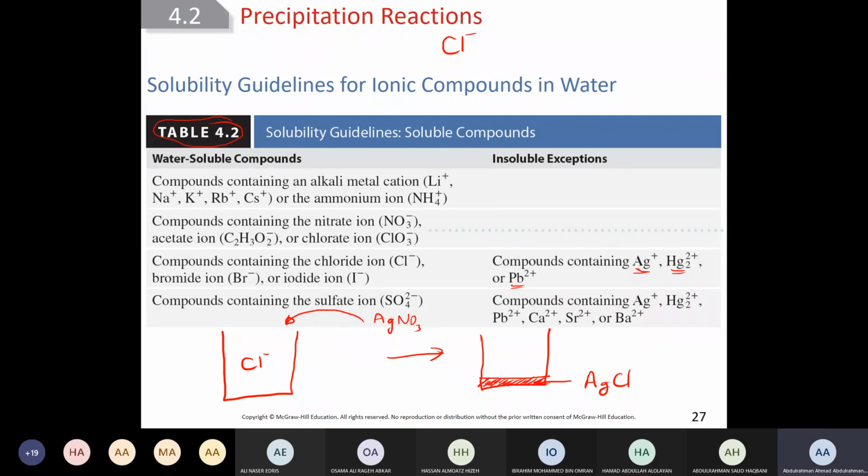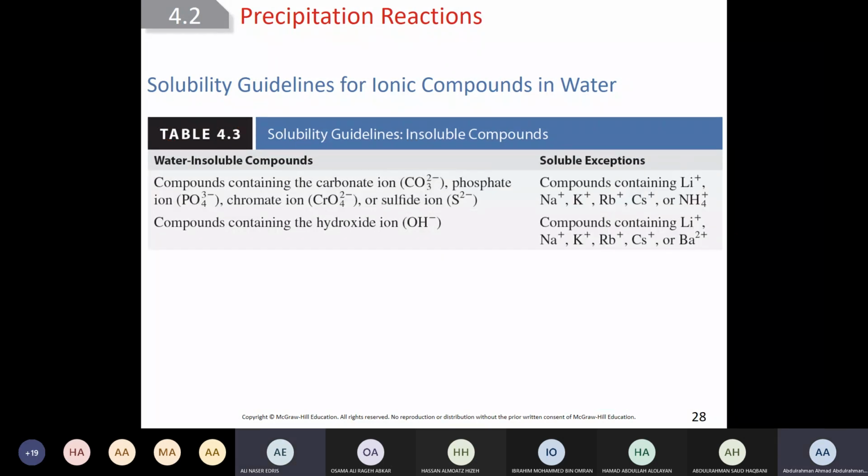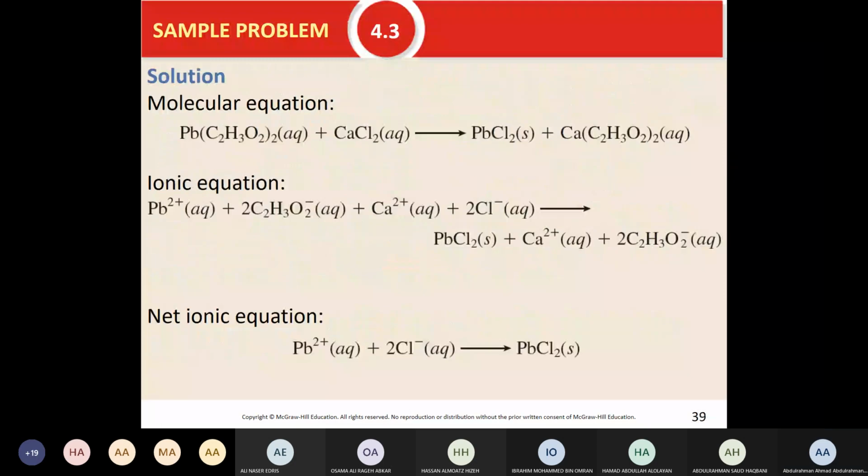Now, if you know the mass of AgCl, can you tell what's the mass of chlorine in this AgCl? Yes, good. Let's solve this problem then.